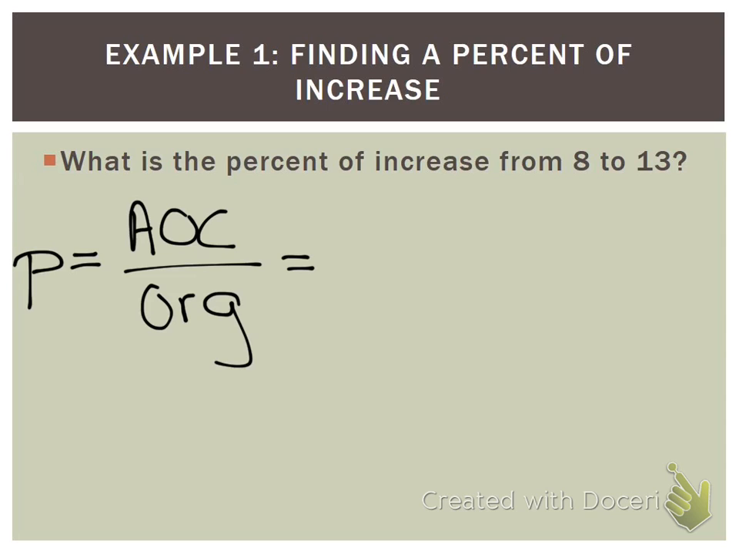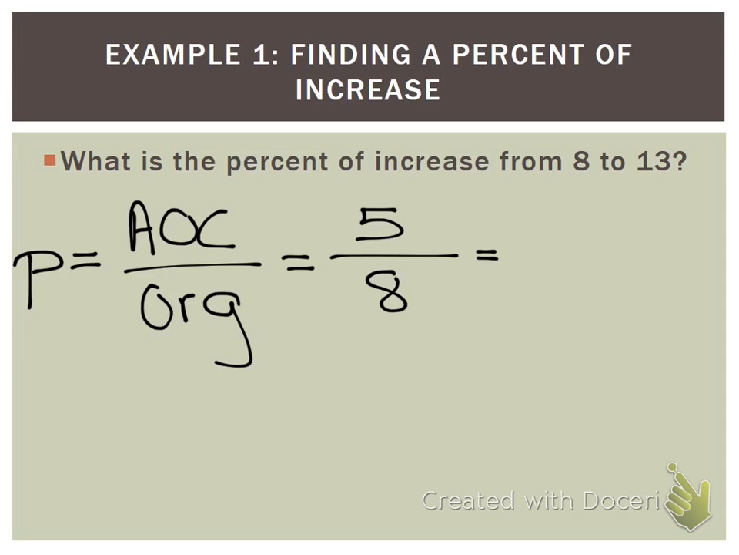For the amount of change, I'm going to take my two values and subtract them. From 8 to 13, if I subtract those two numbers, I don't care which one comes first, what is 13 minus 8? What's the difference? 5. So that is my amount of change. It doesn't matter which value comes first, just subtract the two numbers to find your amount of change. So the amount of change is 5, and what is my original amount? From 8 to 13, 8 is my original.